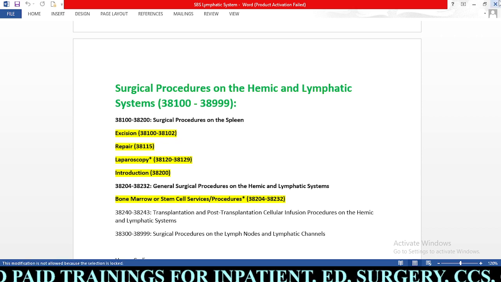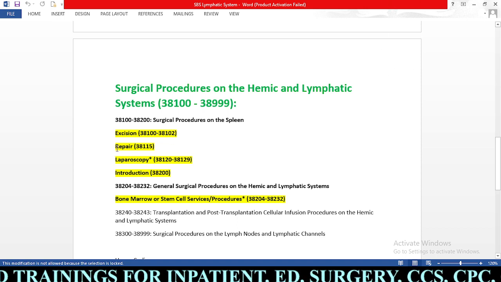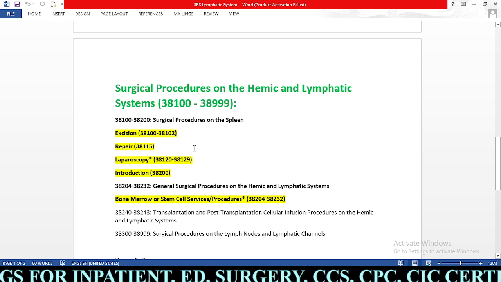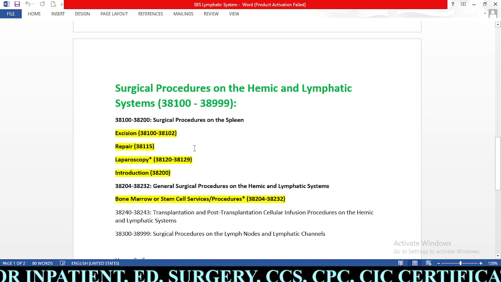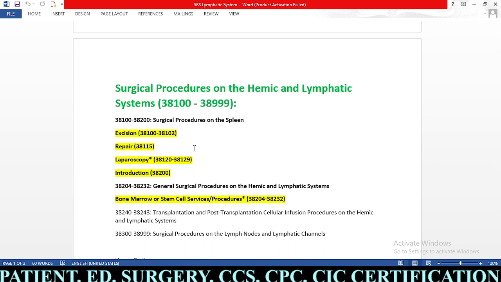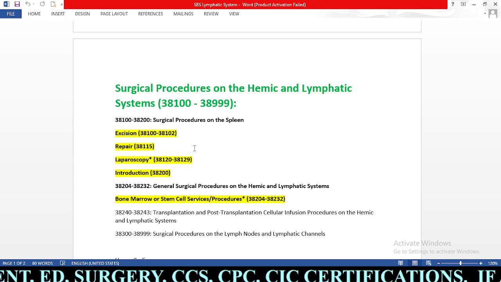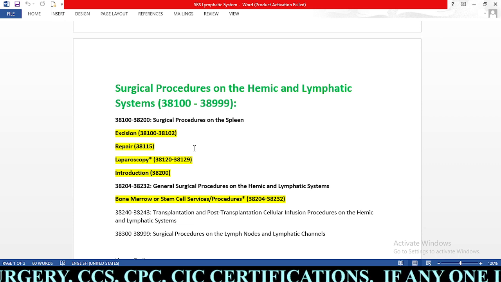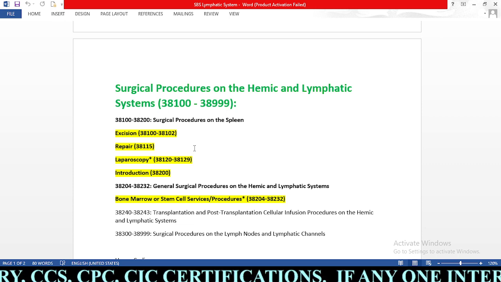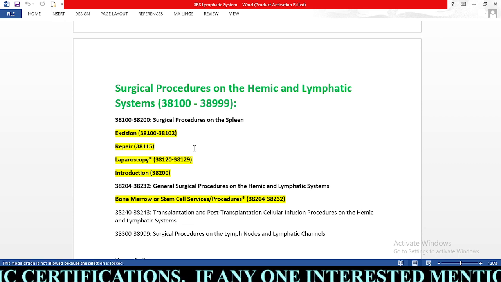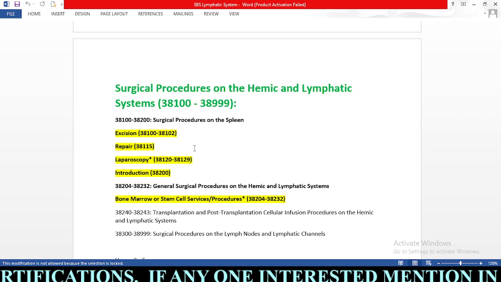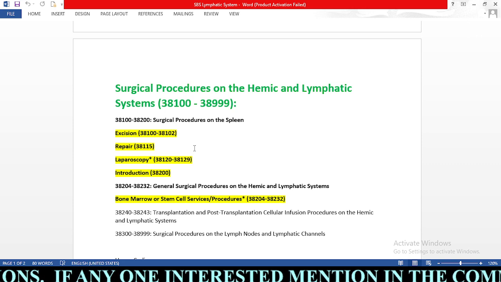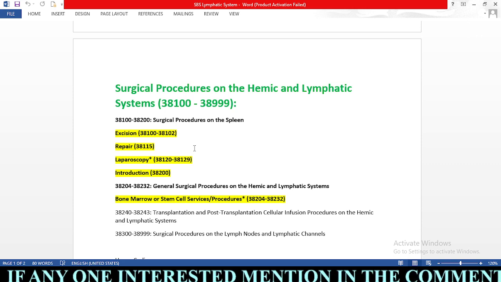Under spleen, we have only one repair code, which is 38115. So what is 38115? Repair of ruptured spleen. Usually we call it splenorrhaphy, with or without partial splenectomy. Raphy means suturing, and splenorrhaphy means repair or suturing of the spleen, which here is a ruptured spleen.